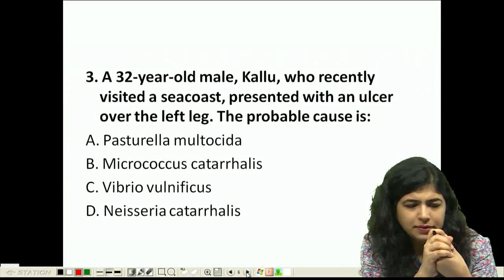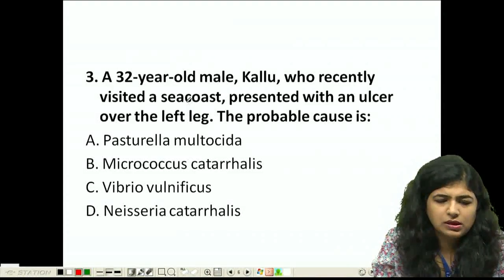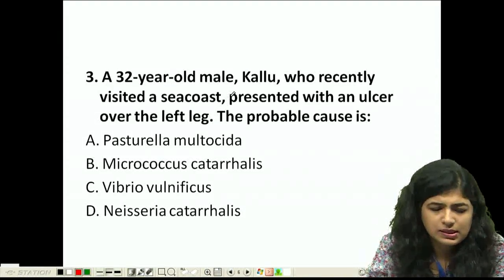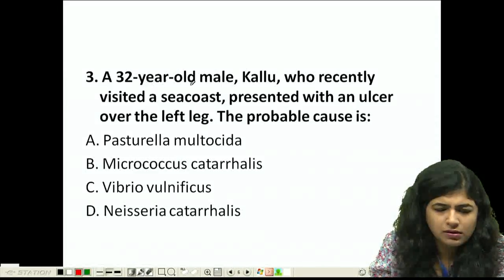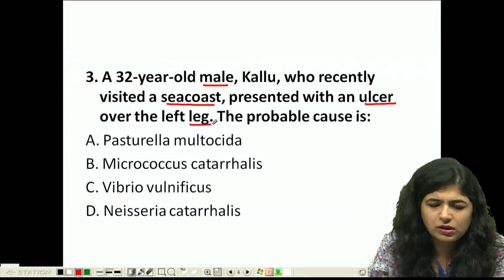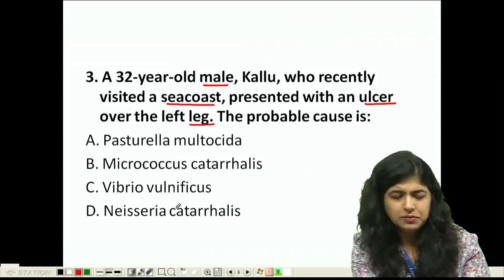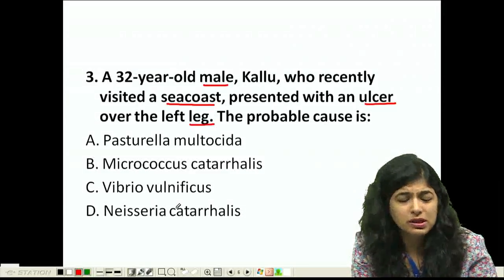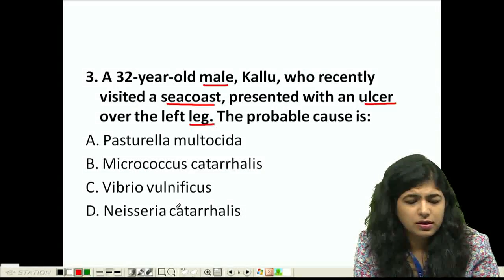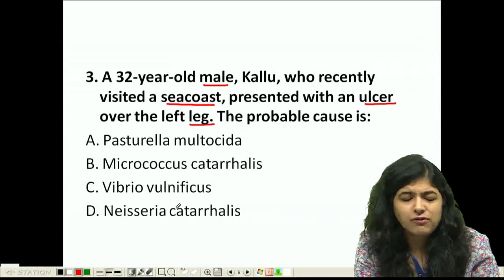Please read. What does this question offer us? This question tells us that it's a male who recently visited a seacoast, presented with an ulcer on the leg. Which is the most important cause? This is not that common a question. These organisms also do not very commonly cause a skin infection, so you can get confused.